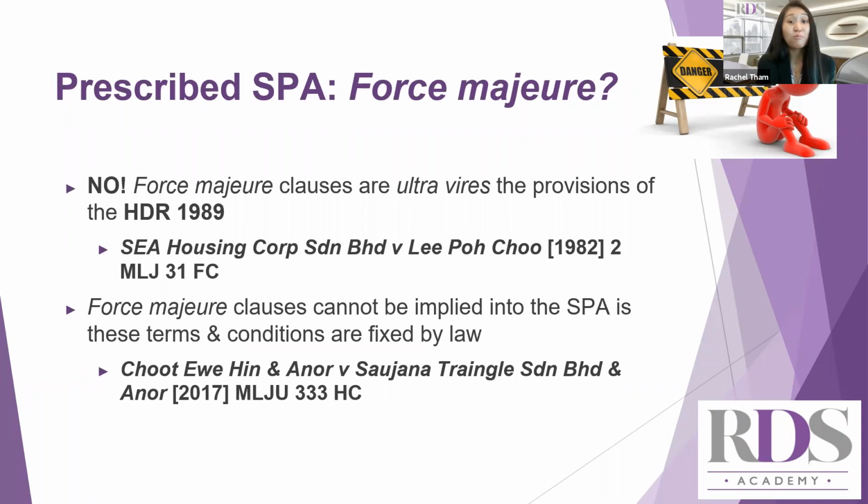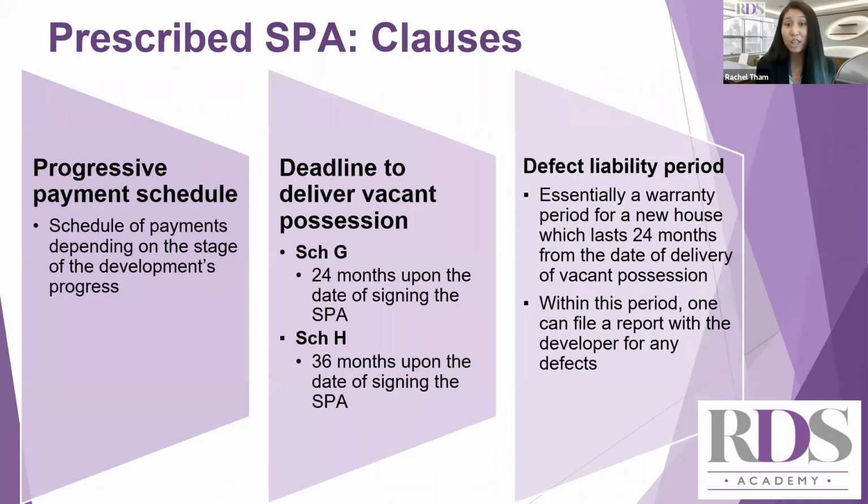So next, there are some clauses in the prescribed SPA which are important. Firstly, progressive payment schedule, where payments to the developers depend on the state of the development's progress. This is to prevent developers from declaring bankruptcy or abandoning the project with all the buyer's money. There will be a schedule of payment depending on the stage of development's progress.